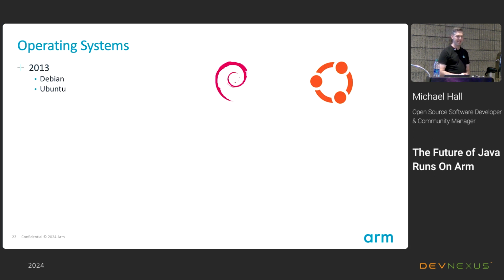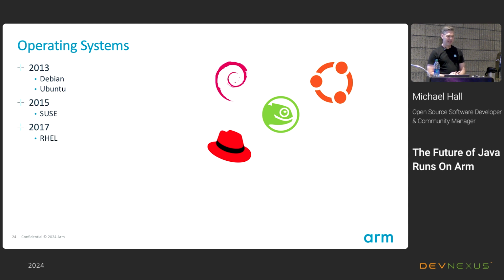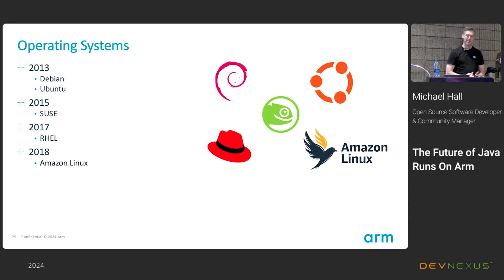Back in 2013, unsurprisingly, Debian was one of the first Linux distros to gain AArch64 support. And because of that, so did Ubuntu. This was followed up in 2015 by SUSE and OpenSUSE and also their enterprise offerings. And then Red Hat joined the party in 2017. Then in 2018, with the launch of Graviton 1, Amazon also released Amazon Linux for AArch64 so that you could run their favorite Linux distro on their favorite cloud CPU.